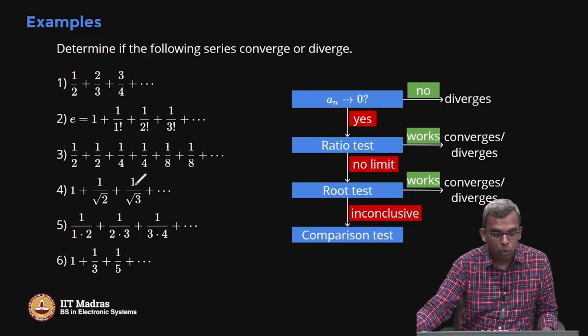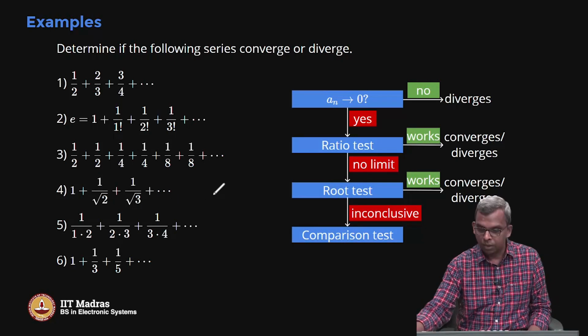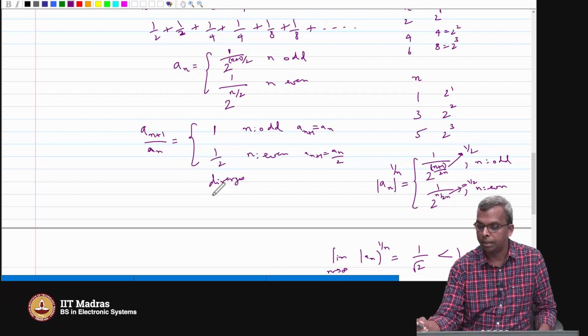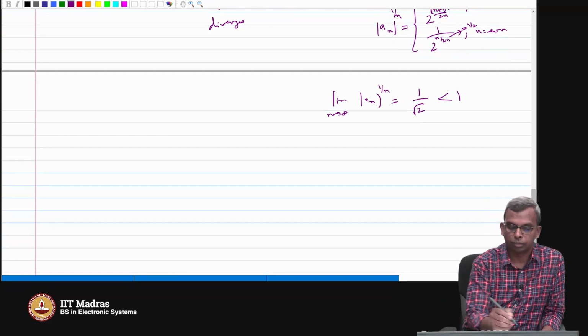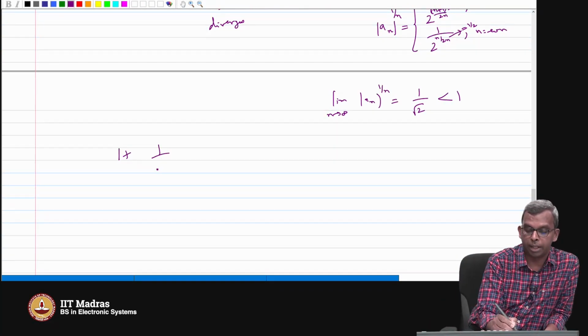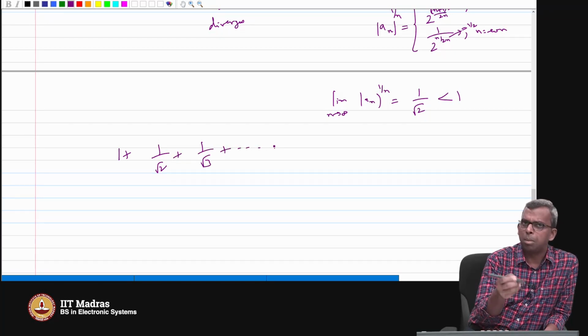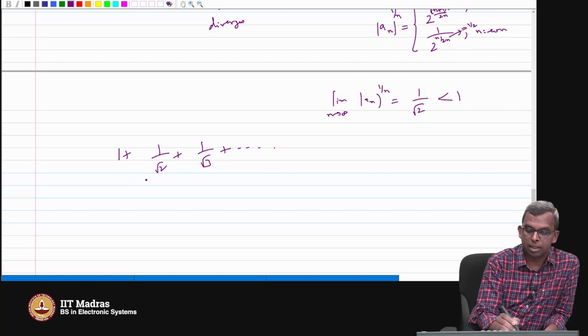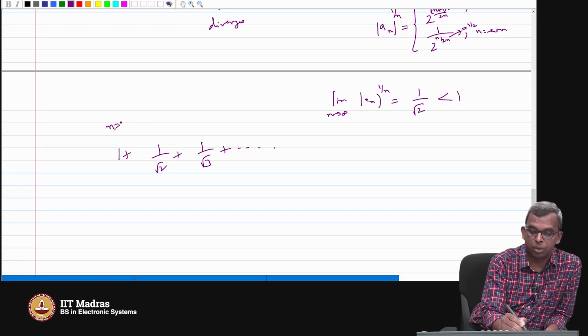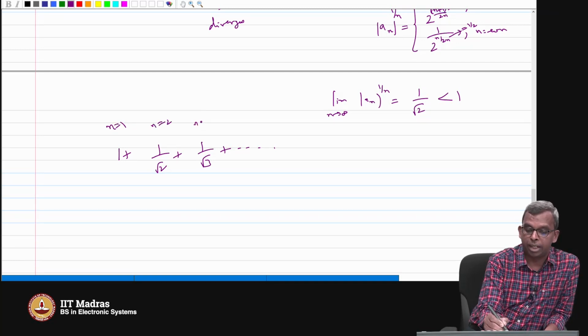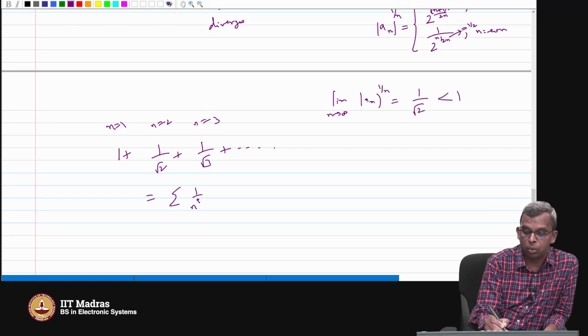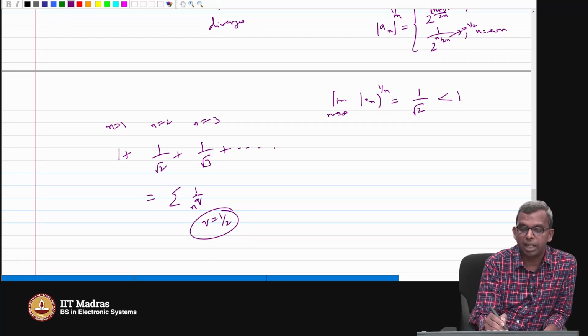1 plus 1 by root 2 plus 1 by root 3, etc. So let's look at that. 1 plus 1 by root 2 plus 1 by root 3 plus so on. You may be quickly able to identify this. Sometimes you should be very quick on identifying this. So, this is nothing but summation 1 by n power q, and q is half. Okay, so you can quickly identify the sequence.